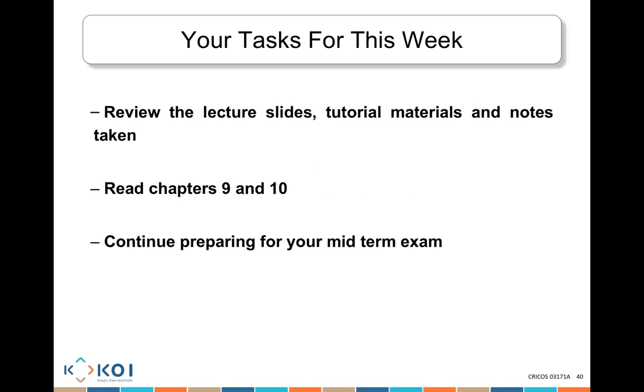Guys, it's important to review the lecture slides and notes you've taken. Read chapters 9 and 10. Continue preparing for your midterm exam. It will happen next week. I don't know what time. It could be in a lecture. It could be during the tutorial time. But it will definitely be happening next week.